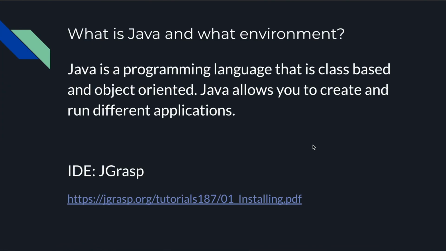What we have learned in today's lesson. So what is Java and what environment will I be using? Java is a programming language that is class-based and object-oriented. We'll describe what this means later, but you can create and run different applications in Java. And the IDE that I'm using is JGrasp, and you can see how to install JGrasp in this link. I'll put this link in the description.